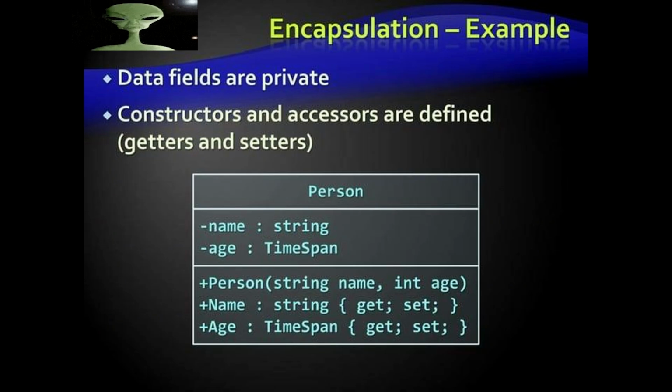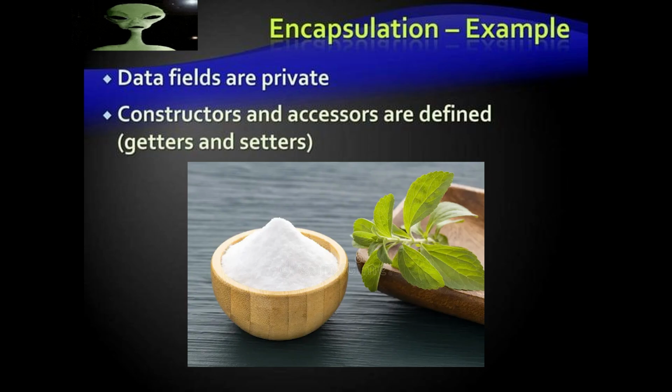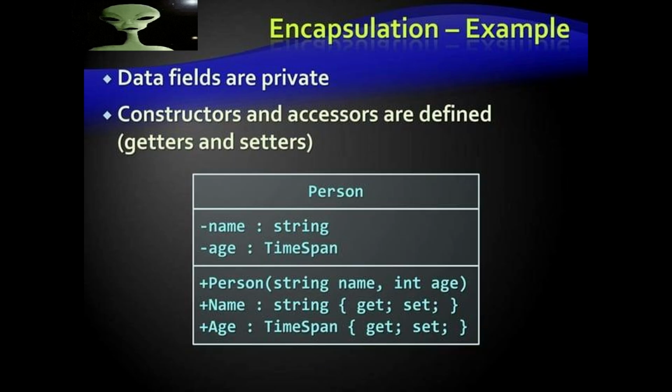For example, in OOP, you generally want data fields to be private. Constructors and accessors are defined, getters and setters. In the language C#, they have implemented some, as humanoids call it, syntactic stevia for getters and setters, where the language automatically constructs getters and setters for you. But in a different language, such as Java, you must implement methods for getters and setters by hand. We young planet people first became aware of Java because of this strange, odd creature.